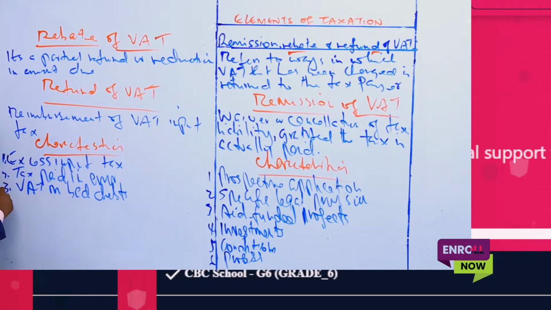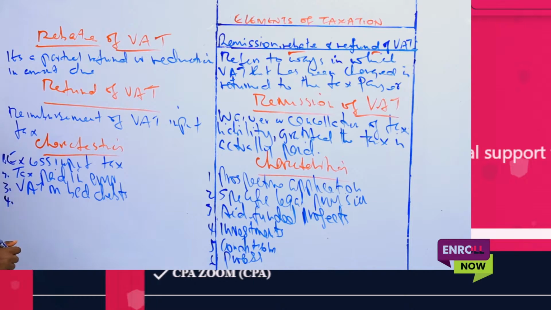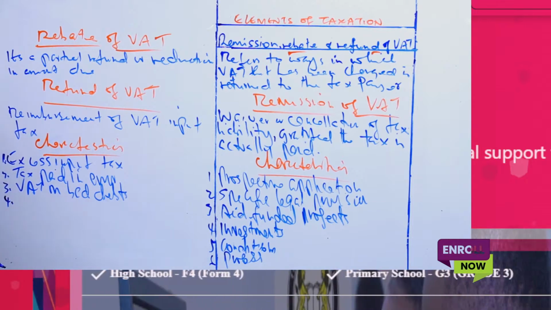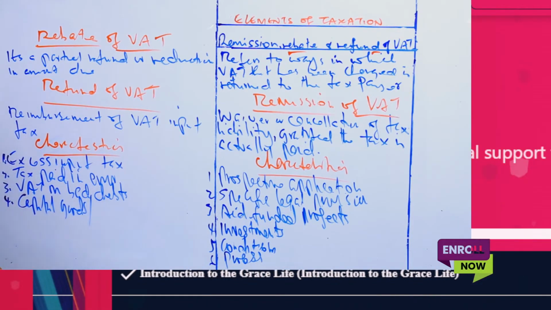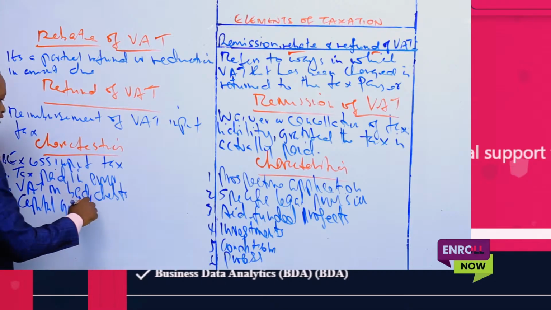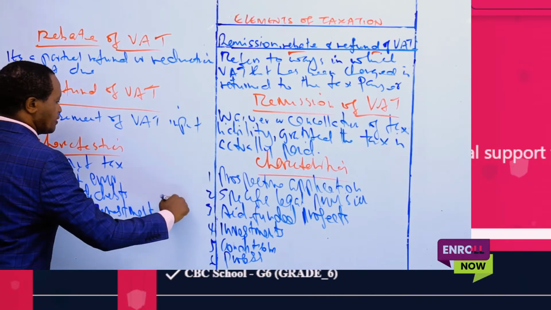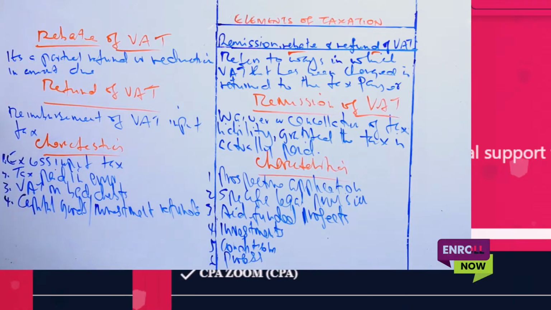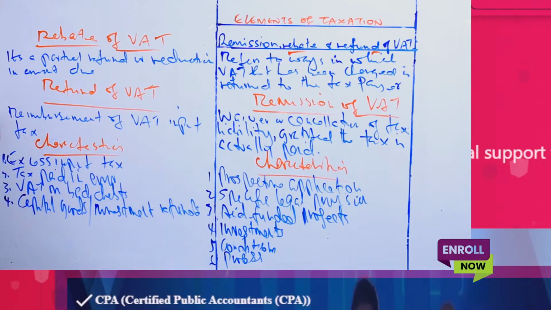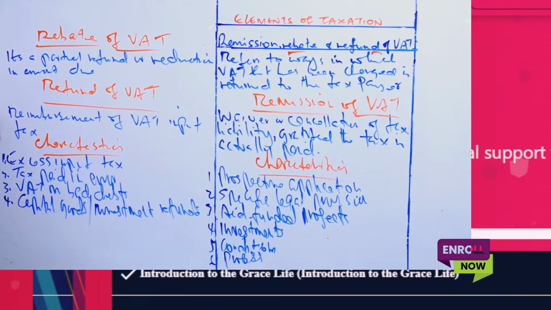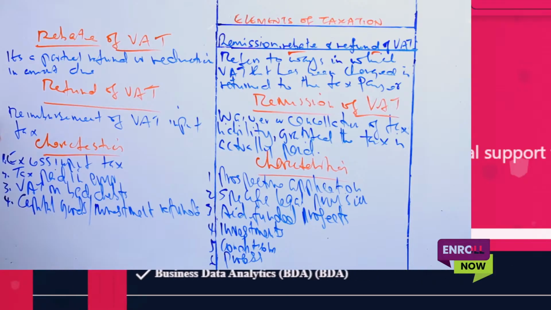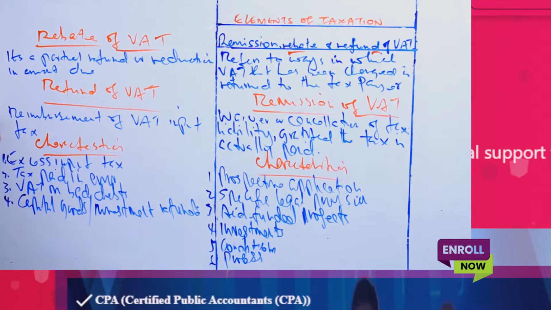Then another characteristic of refund of VAT is capital goods. We must say something about capital goods or investment refunds. Now, while not a distinct type of refund, businesses making significant capital investments, where a large amount of input tax is incurred before substantial output VAT is generated, may find themselves in a refund position.